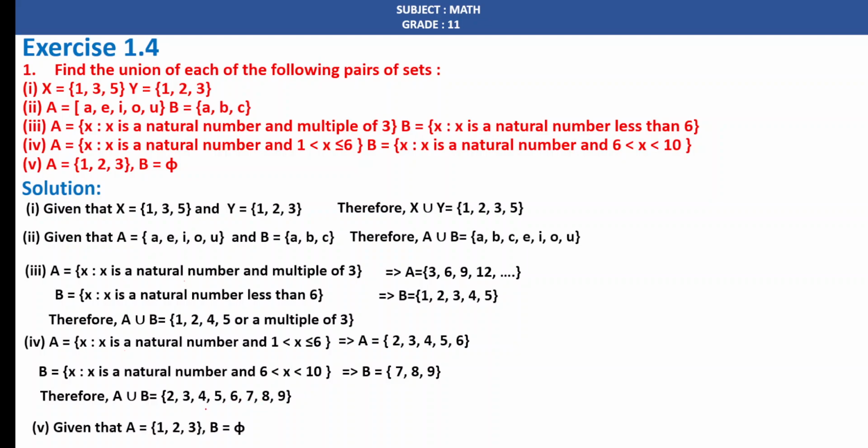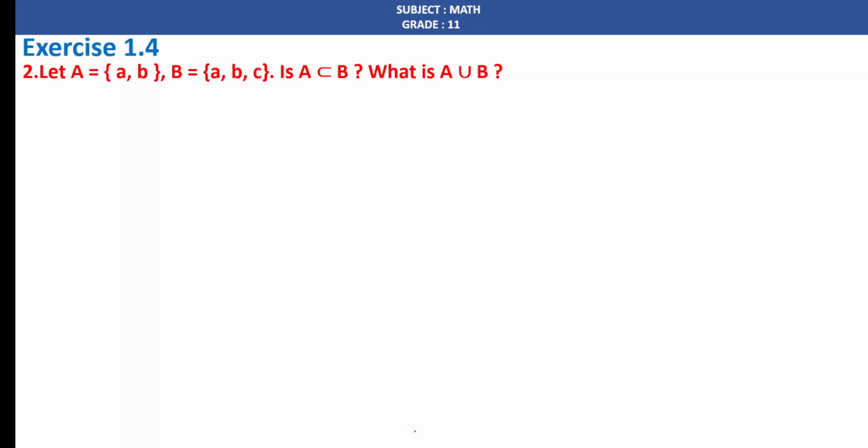Fifth one: given that A is equal to {1, 2, 3} and B is equal to an empty set. Therefore, A union B is equal to A itself, which consists of elements 1, 2, 3. So, whenever we take the union with the empty set, it will be the same set itself. Let us see question number 2.